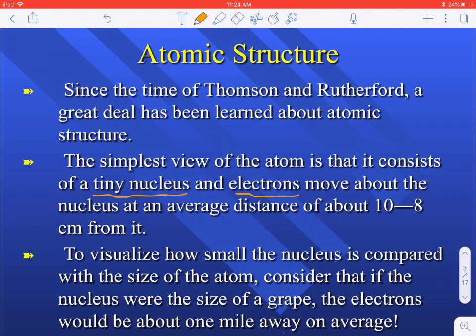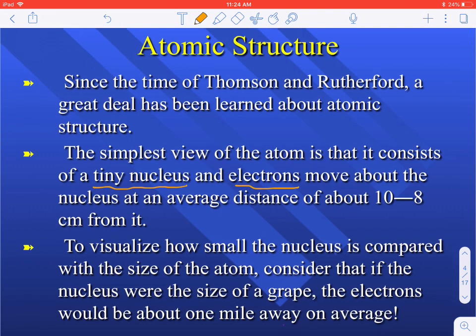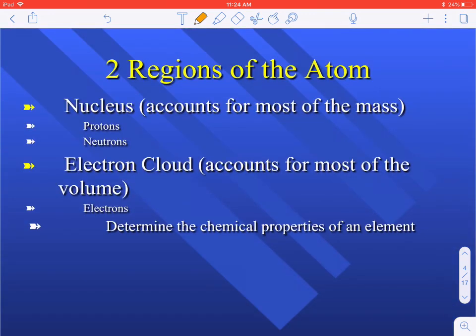the nucleus. And to get a size of just how small that nucleus is, imagine that the nucleus is the size of just a grape. The electrons would be about a mile away. So that is a really, really large area, right? And so we know that atoms are really, really tiny. So if we shrink that down to atomic size, think how much that shrinks that nucleus down. It was the size of a grape, and now we're shrinking it that much, so it's got to be really, really darn tiny. So let's define those two regions of the atom.